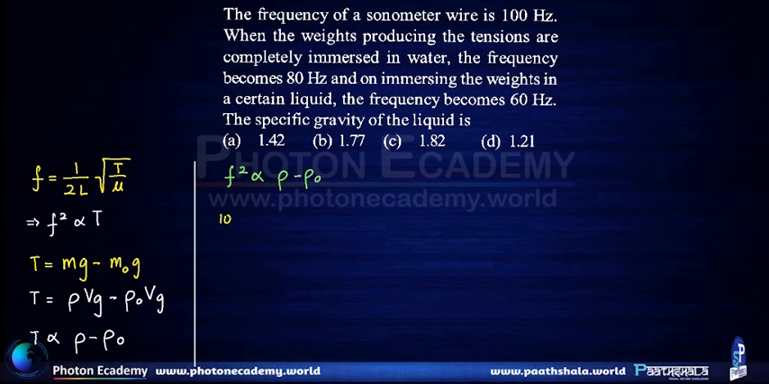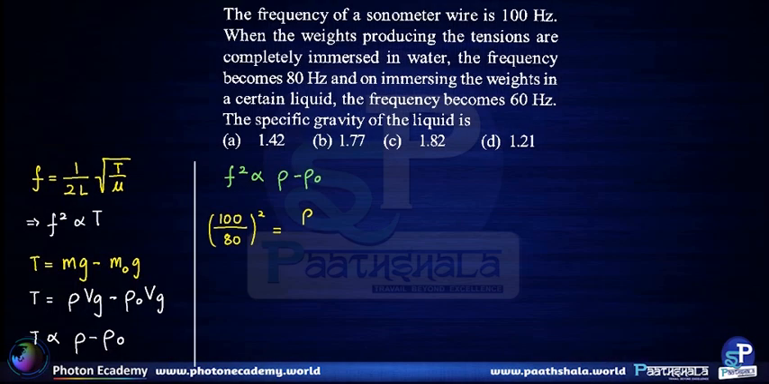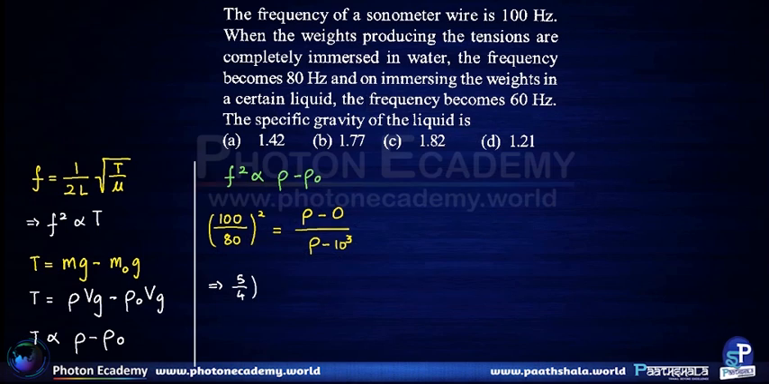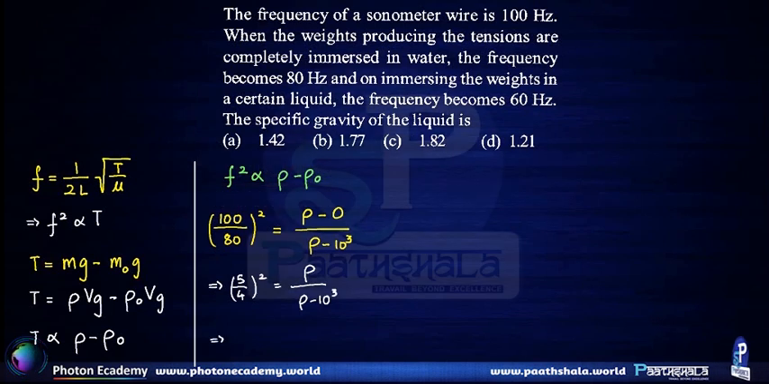What does this mean? 100 by 80 whole square, which is F1 square by F2 square, would be equal to rho minus 0, which is the density of air, divided by rho minus 10 to the power 3, which is the density of water. This is 5 by 4 whole square is equal to rho by rho minus 10 to the power 3, or 25 rho minus 25 into 10 to the power 3 is equal to 16 rho.